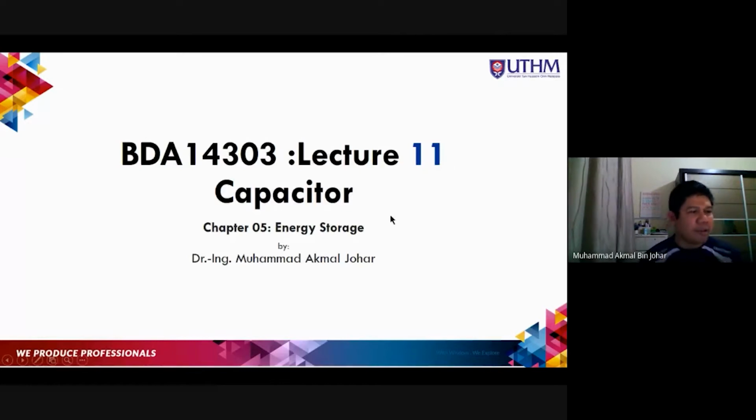Next kita akan masuk pada chapter yang kelima. It's about energy storage, and in energy storage we will learn a little bit about a few components concerning this energy storage. First of all is a capacitor, and then the second part will be the inductor. Okay.